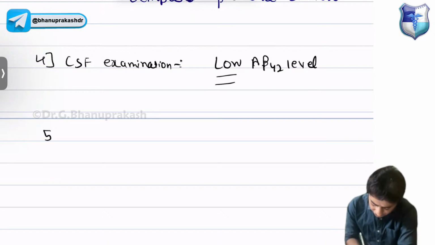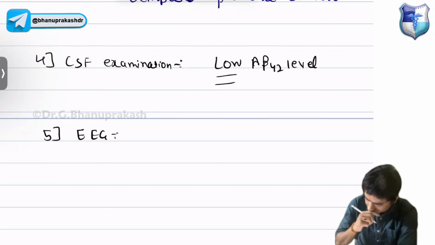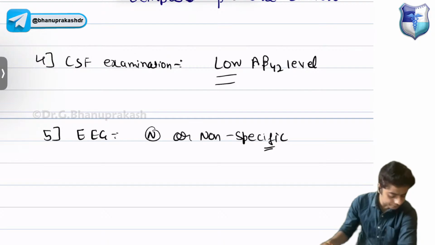Okay. Next is your EEG. EEG is sometimes normal or non-specific.